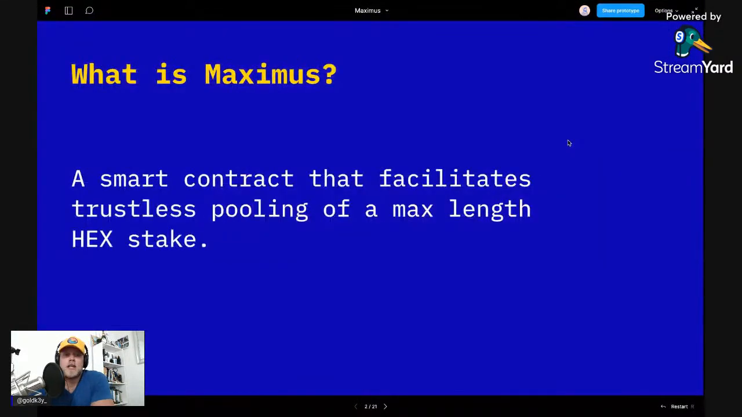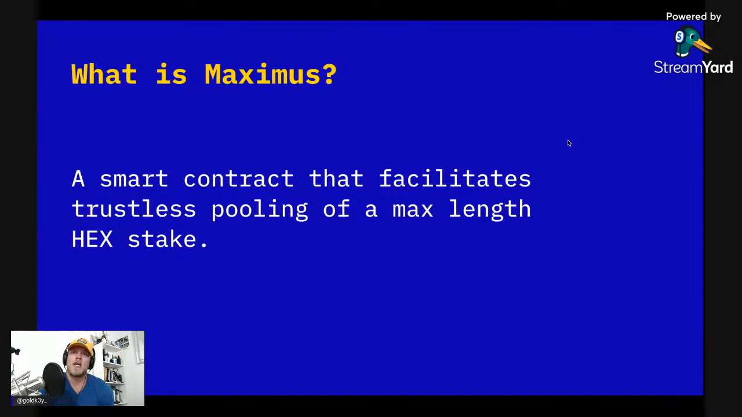So yeah, guys, what is Maximus? Maximus is a smart contract that facilitates trustless pooling of a MaxLink hex stake. It's actually really, really simple, and I think that's what really sets it apart from a lot of the projects you see out there today. It only has about four main functions. Even if you don't have a lot of technical know-how, you can look through it. Last time I checked, it was like 130 lines of code.